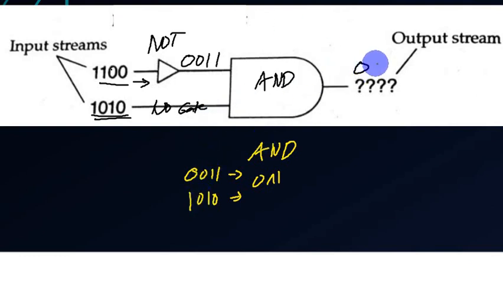So let's place it in our output stream. 0 and 0 is 0. 1 and 1 is 1. 1 and 0 is 0. Given these input streams, this is the output stream that will come out provided this specific logic circuit. And that's an example of analyzing a simple logic circuit through the knowledge of our propositions and logical operators.